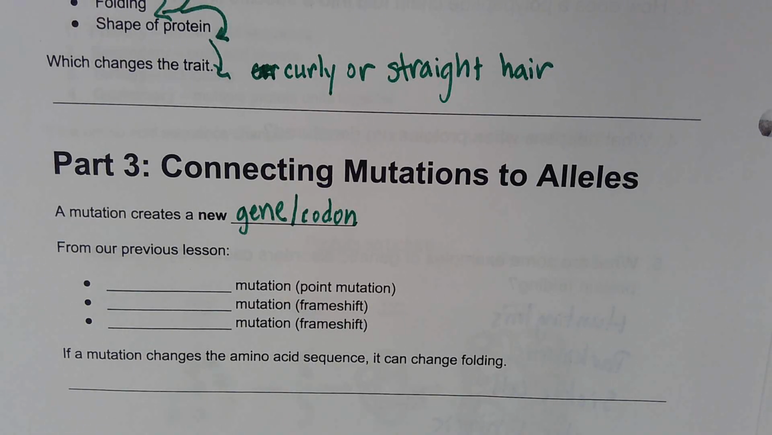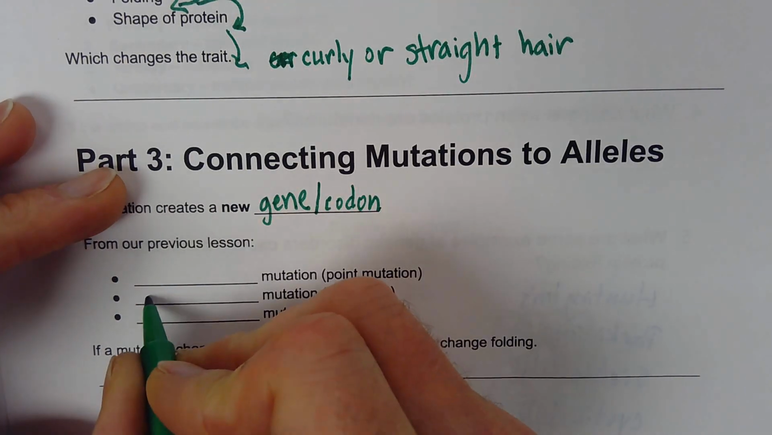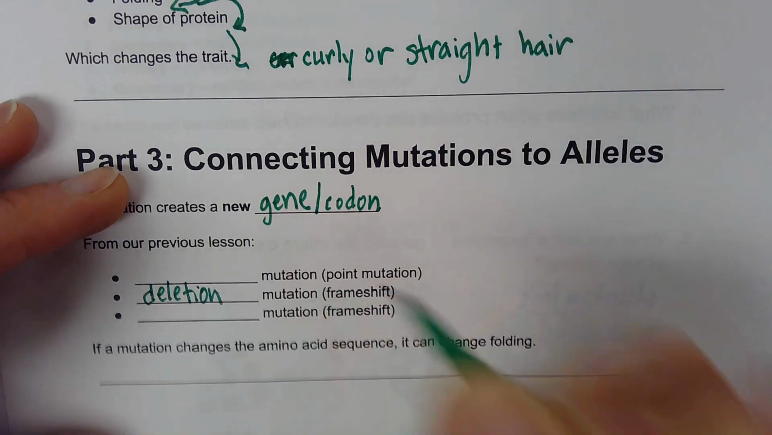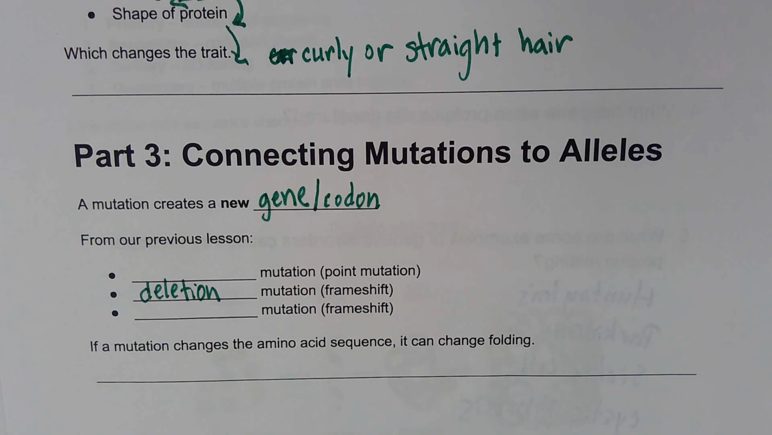All right, let's go. Group 5, give me one example of a mutation. Deletion. Group 6, is deletion point or frame shift? Frame shift. Yes. So deletion is one of those kinds of mutations, and it is a frame shift. Remember, if I take something away, that means everything else has to shift over.